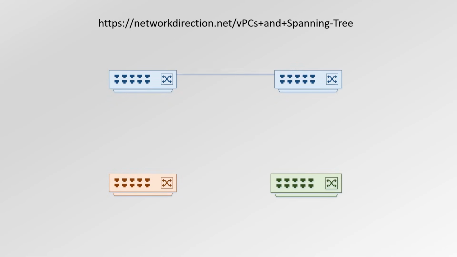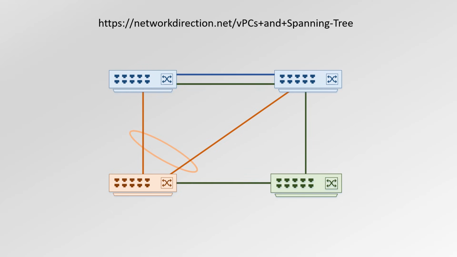VPC is very useful for limiting the negative effects of Spanning Tree. But that doesn't mean you should disable Spanning Tree entirely. Think for a moment about what would happen if other switches are connected to the VPC domain. If Spanning Tree were disabled, a loop could form. As you can see, Spanning Tree is critical.